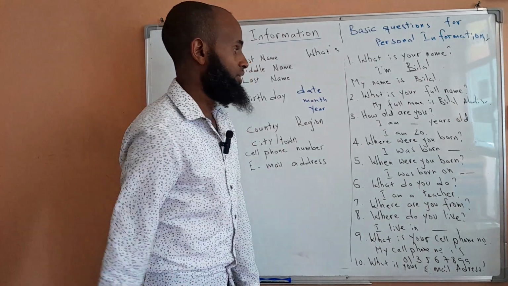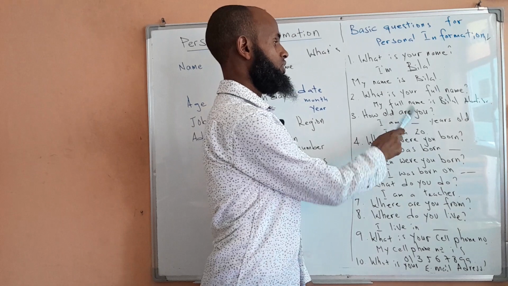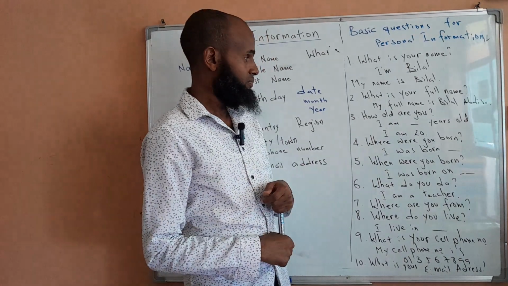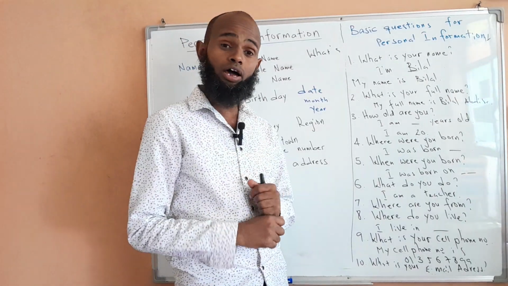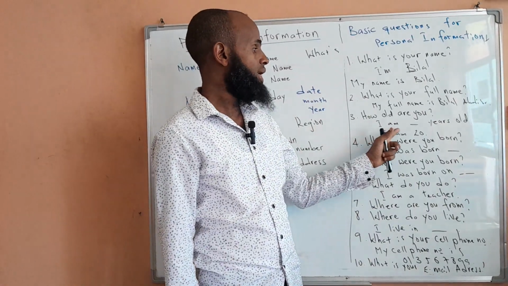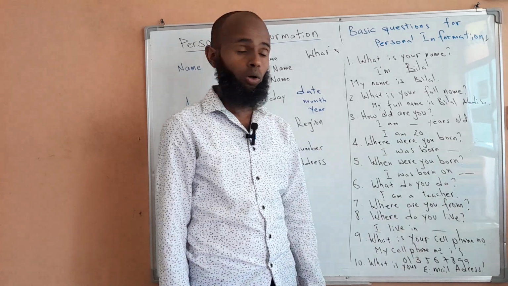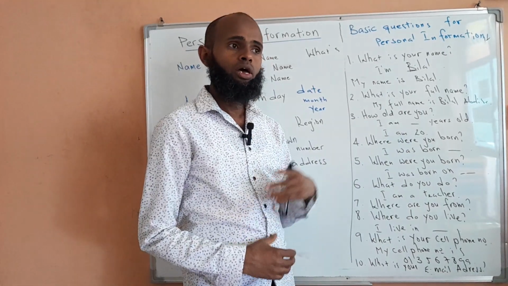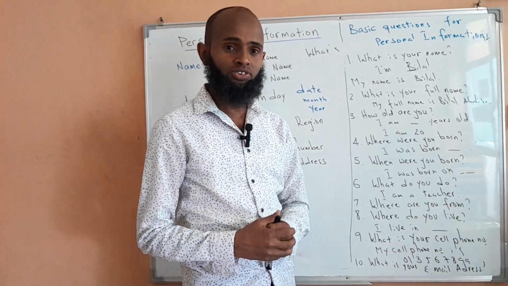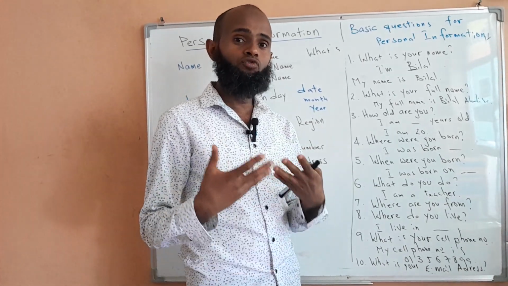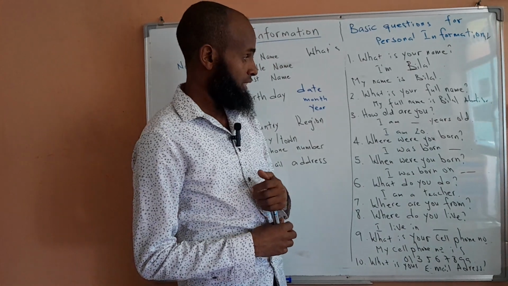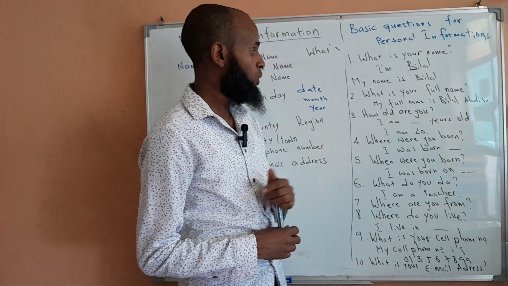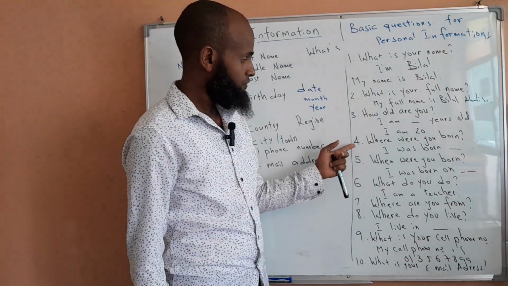Question number 3. How old are you? What's the answer? What's the reply for this question? I am blank years old. I am 20 years old. I am 30 years old. I am 40 years old. In this way, you answer this question.